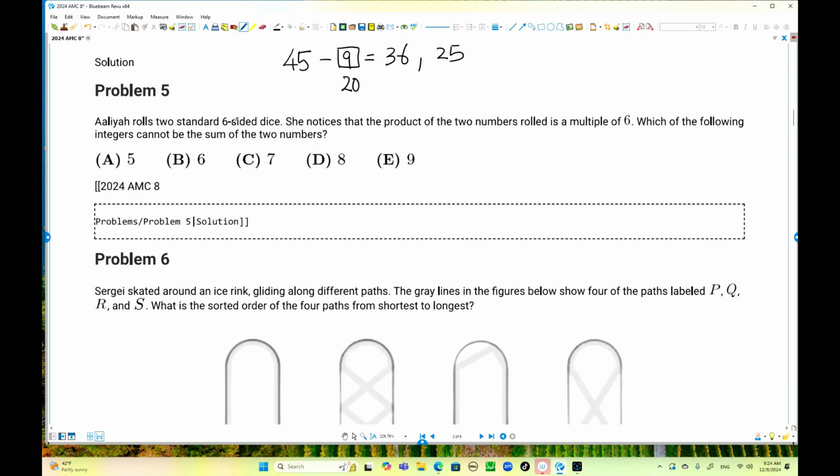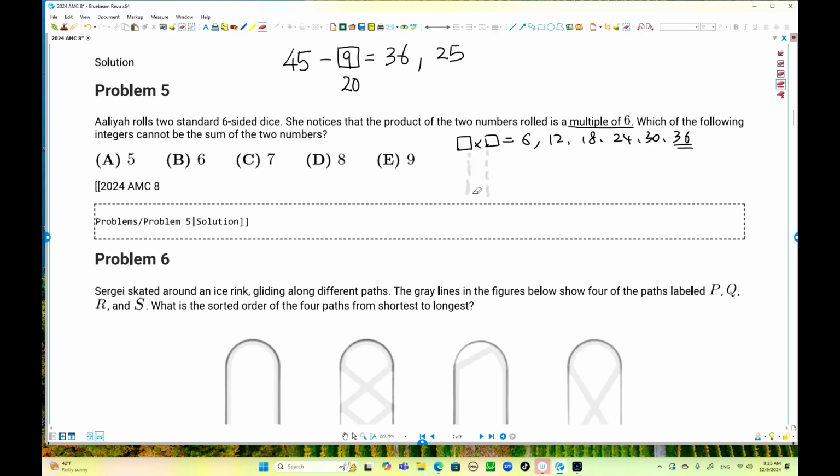Number 5. We have two six-sided dice, okay? So two numbers are rolled, and the product is a multiple of 6. You have two numbers: one number times the second number, and the product is a multiple of 6. Okay? So 12, 18, 24, maybe 30. The last will be 36. Okay, we know that. Which of the following integers cannot be the sum of the two numbers? There are not many numbers, right? You can find all these two numbers because we have the options given.